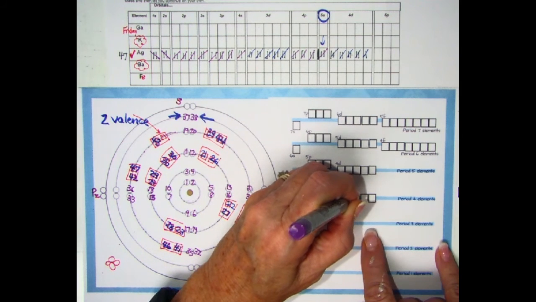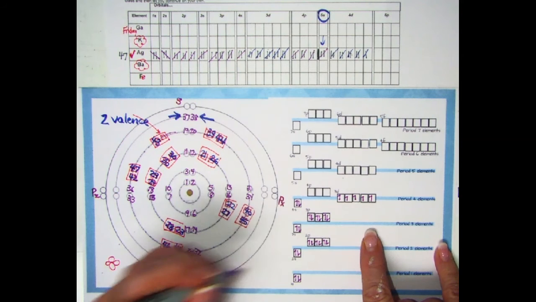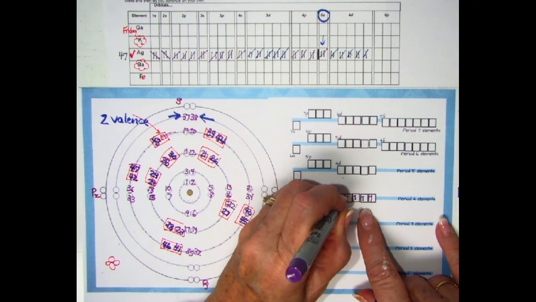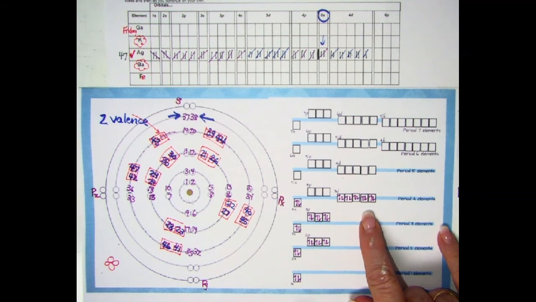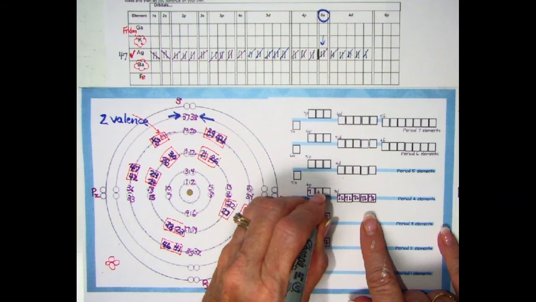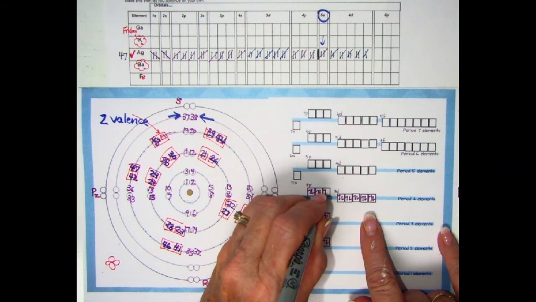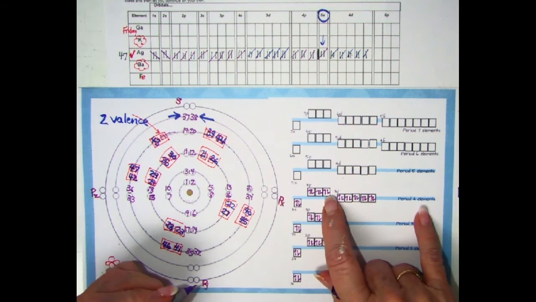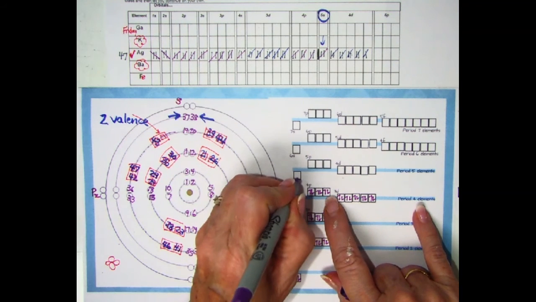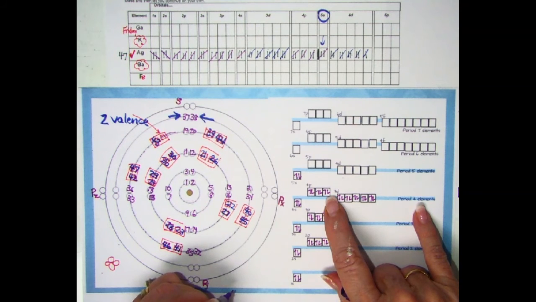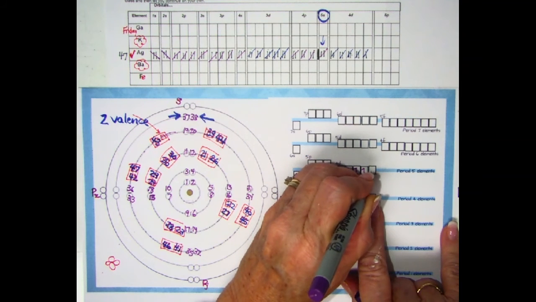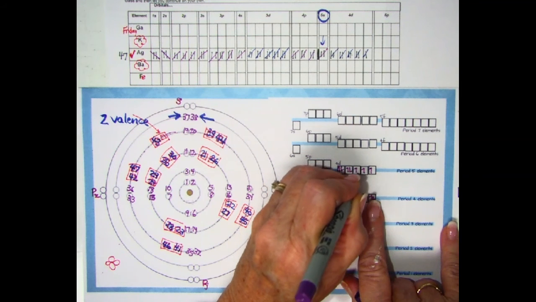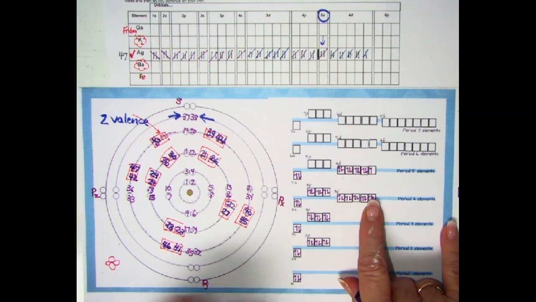21, 22, 23, 24, 25. Sorry for being left-handed. 26, 27, 28, 29, 30. 31, 32, 33, 34, 35, 36. End of the fourth row is element number 36. 37, 38, 39, 40, 41, 42, 43, 44, 45, 46, 47.